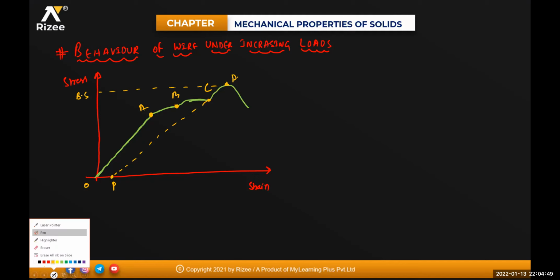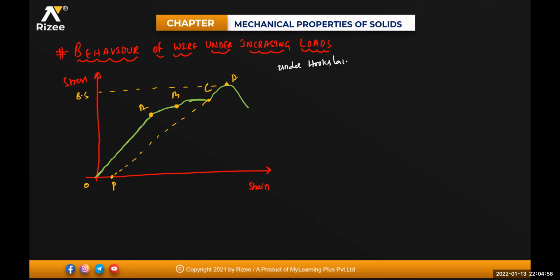Okay. So under Hooke's law, stress is directly proportional to strain from O to A. O to A is known as your proportionality limit or proportional limit. That is known as elastic after effect. Elastic after effect will become 0 because the body will come back to the original position.